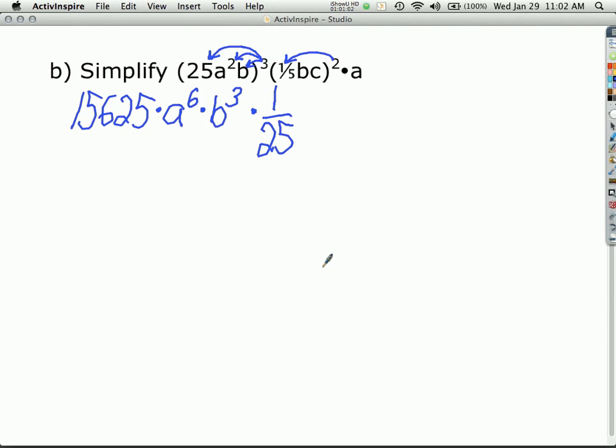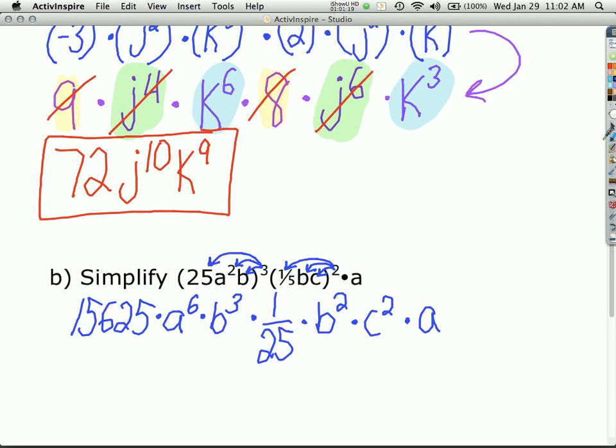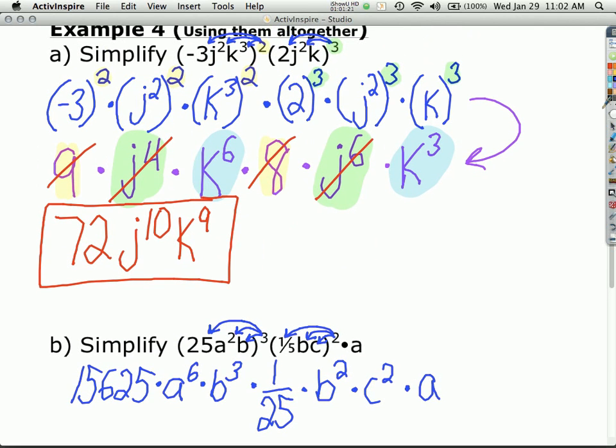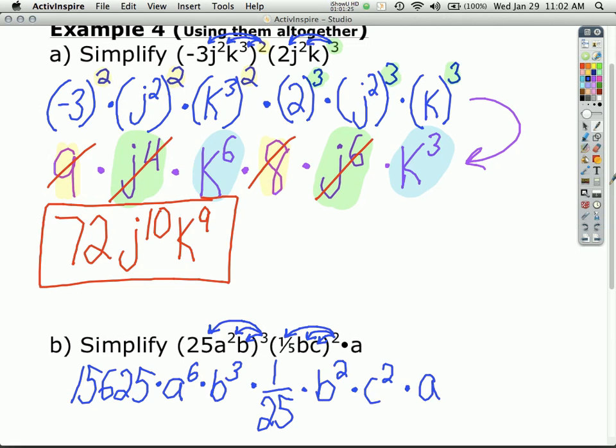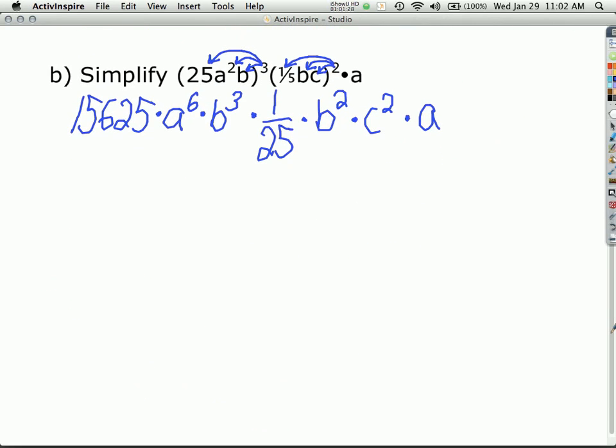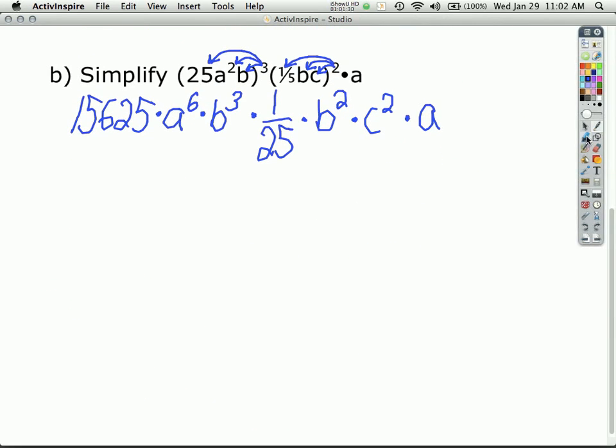So that's 1/25. Now we apply the 2 to the b. That's just b squared. Apply the 2 to the c. That's c squared. And then we have this lonely a sitting over here. So we skipped over, comparing it with the first one we did, we skipped over this entire step, but now we're here, and we still have simplification to do. So we start with numbers, because numbers are going to be put first.